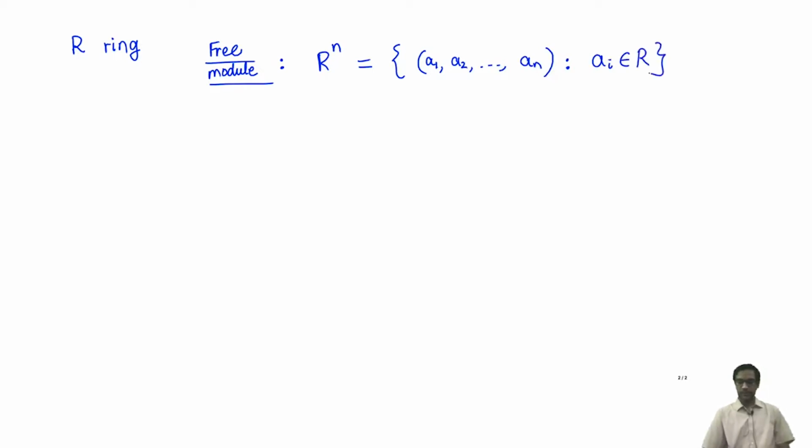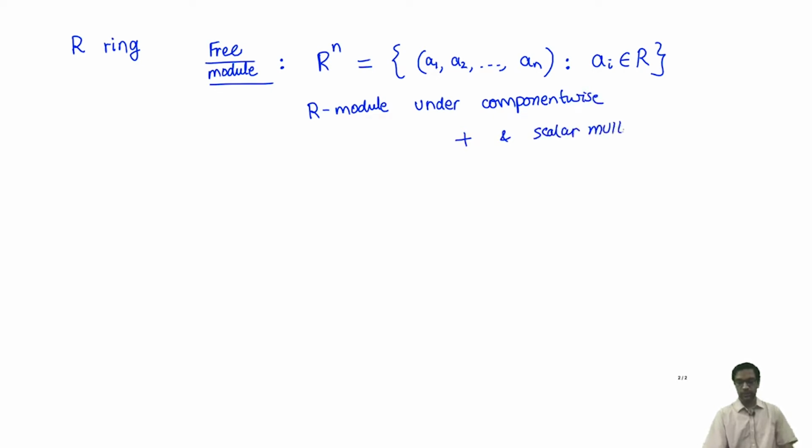And we think of this as an R module. What's the R module structure? Well, we do component wise addition and component wise scalar multiplication. So this becomes a left R module under the component wise operations, component wise addition and scalar multiplication.